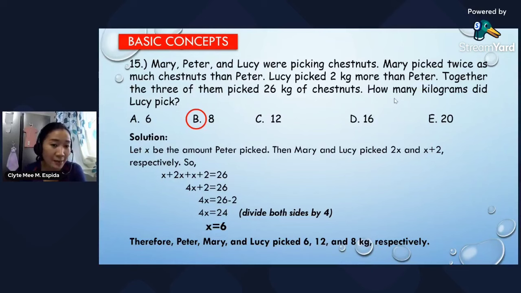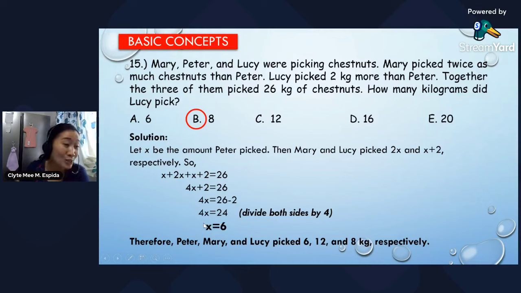So, let X be the amount Peter picked. So, then Mary and Lucy picked 2x and x plus 2. So, adding it up, you will have 4x plus 2 is equal to 26. 4x is equal to 26 minus 2. So, 4x is equal to 24. Divide both sides by 4. X is equal to 6.